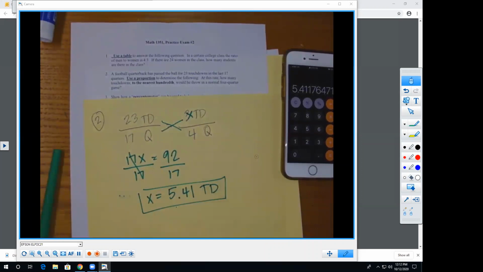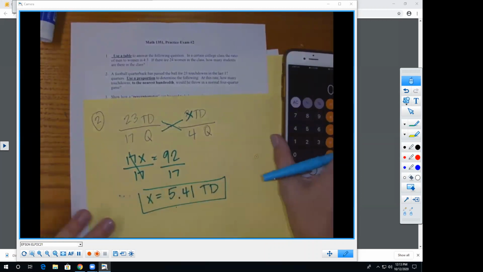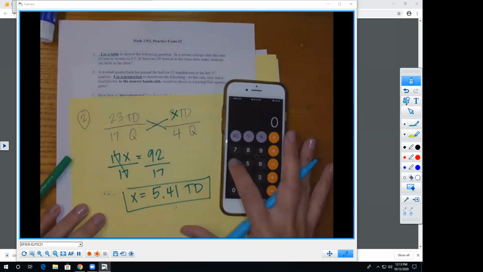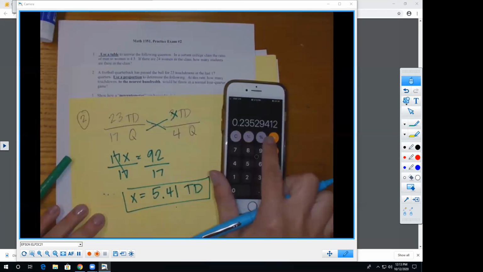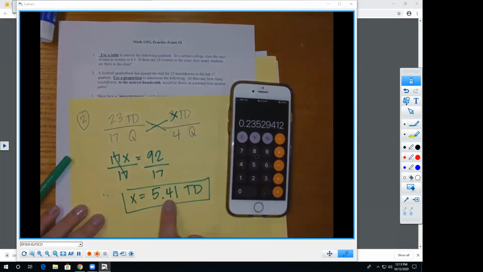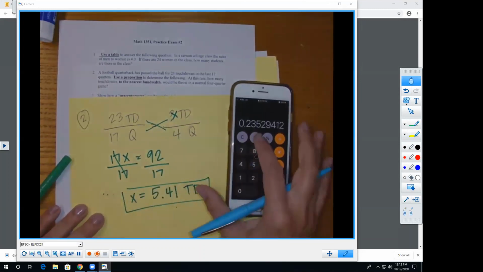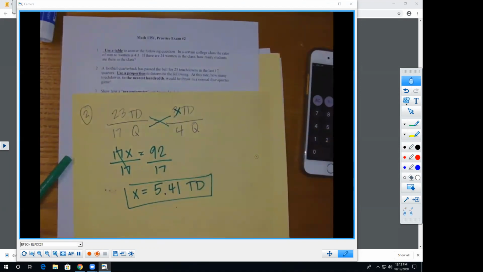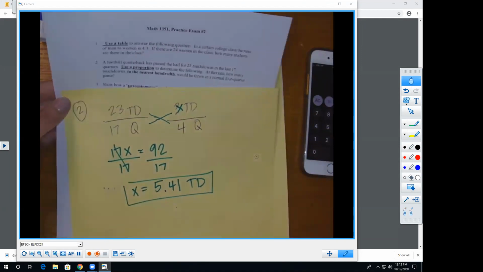If you wanted to do that one by multiplying, the number you're multiplying by would be 4 divided by 17. Like that's a big old decimal. That's the number you're multiplying by on top and on bottom. You should get the same number there, but it's easier to do it this way, just since it's a decimal. Okay, that's number 2.